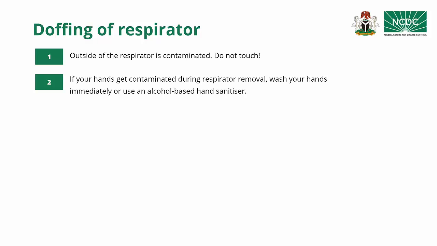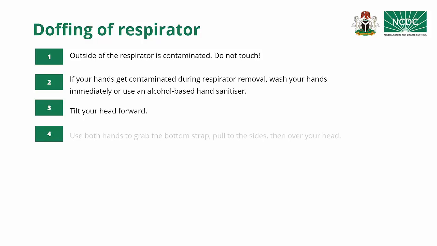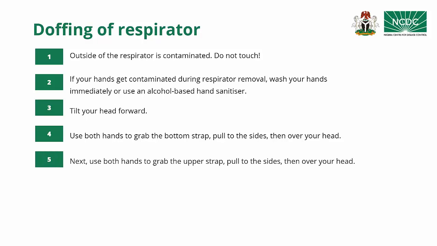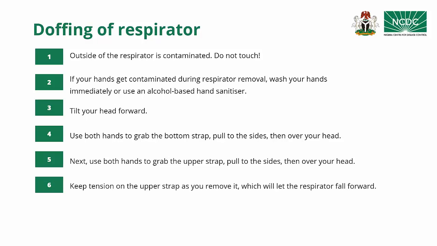Begin the doffing process by tilting your head forward. Use both hands to grab the bottom strap. Pull to the sides, then over your head. Next, use both hands to grab the upper strap. Pull to the sides, then over your head. Keep tension on the upper strap as you remove it, which will let the respirator fall forward. Discard in a waste container.